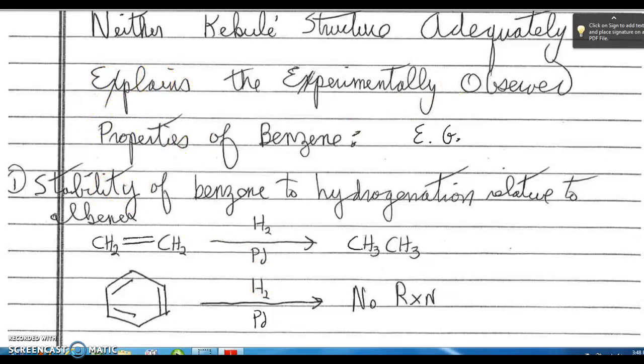Here is an alkene. You can see ethene is hydrogenated nicely over palladium at reasonable temperatures and pressures to give ethane, but benzene just laughs at hydrogen and palladium. There is no reaction. That must mean benzene is pretty stable, which it is.